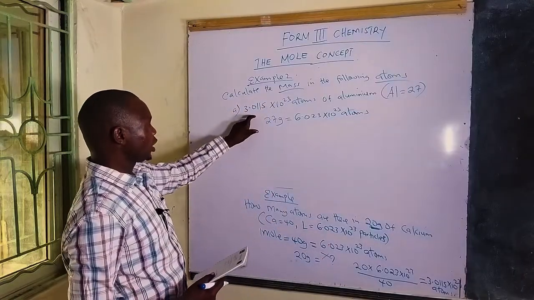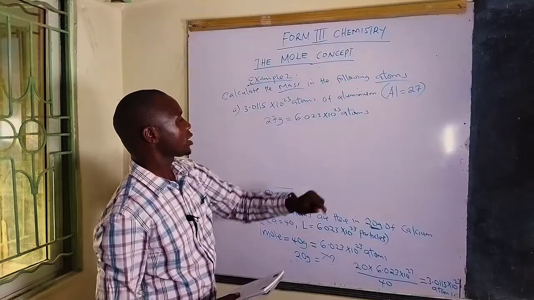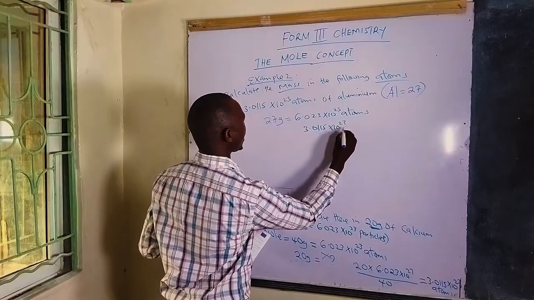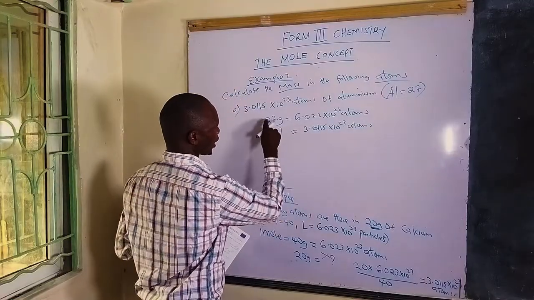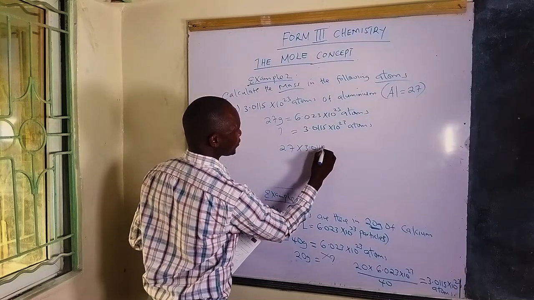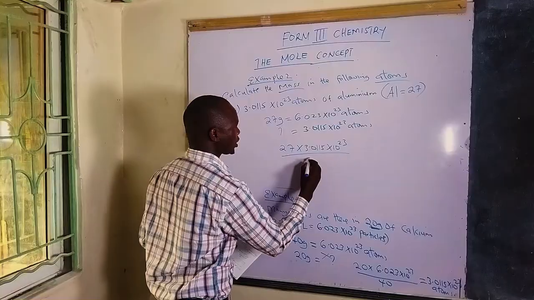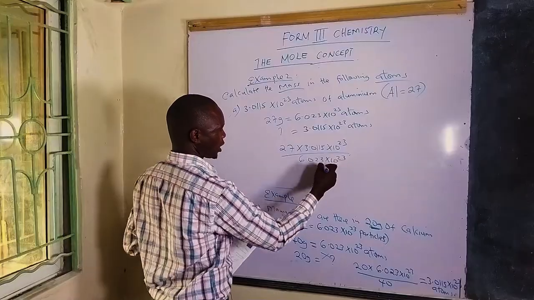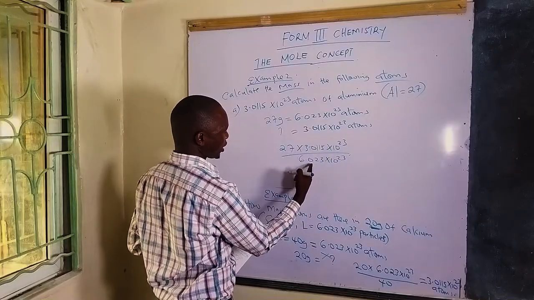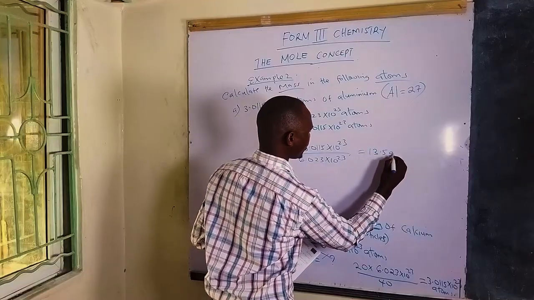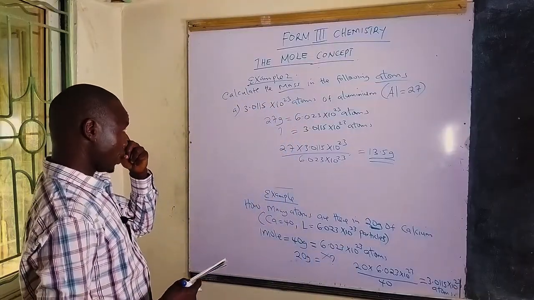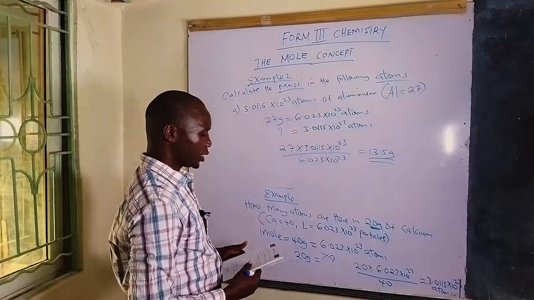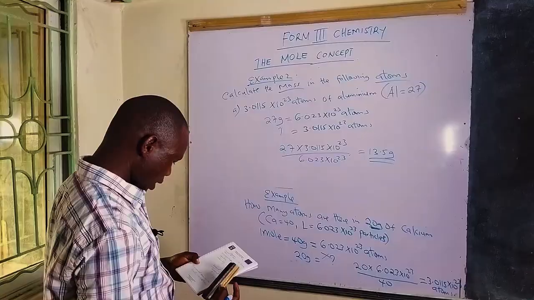So if one mole is equal to 27 grams, and one mole of any substance contains 6.023 × 10^23 atoms, what about 3.0115 × 10^23 atoms? If you cross multiply, you get 27 times 3.0115 × 10^23, everything divided by 6.023 × 10^23. If you cancel the powers, then this goes into 6.023 two times, then 2 goes into 27. This is going to give us 13.5 grams, and that is the mass of aluminium that will contain exactly 3.0115 × 10^23 atoms.